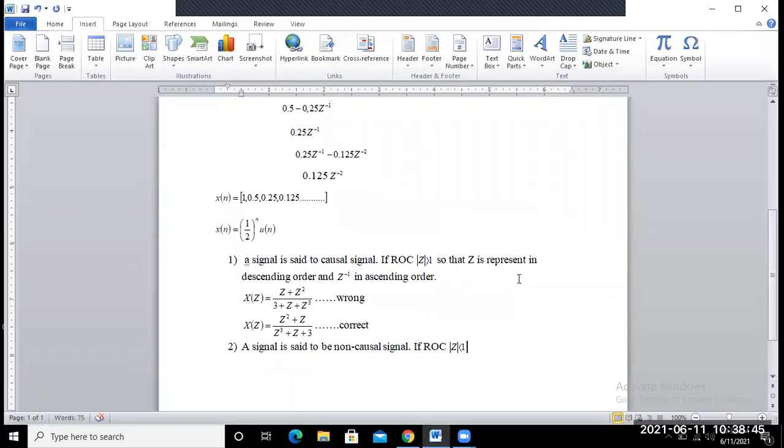So Z is represented in ascending order and Z inverse in descending order. Okay, so Z inverse at that time must be represented in this form, in ascending order, if the region of convergence is magnitude of Z less than 1.